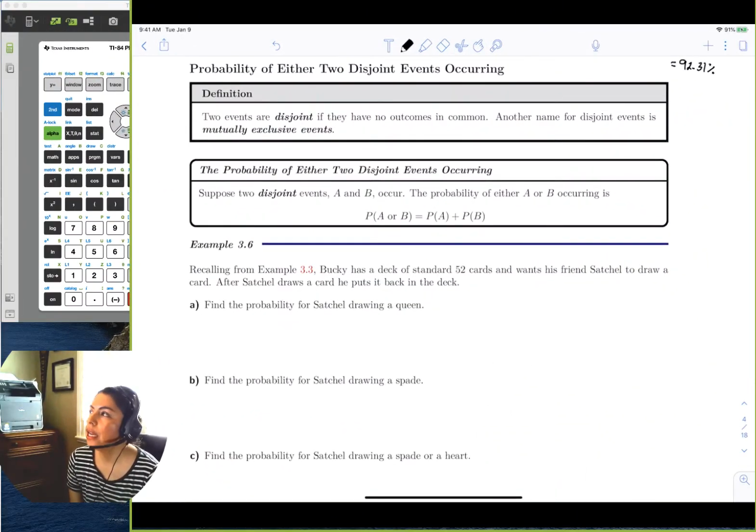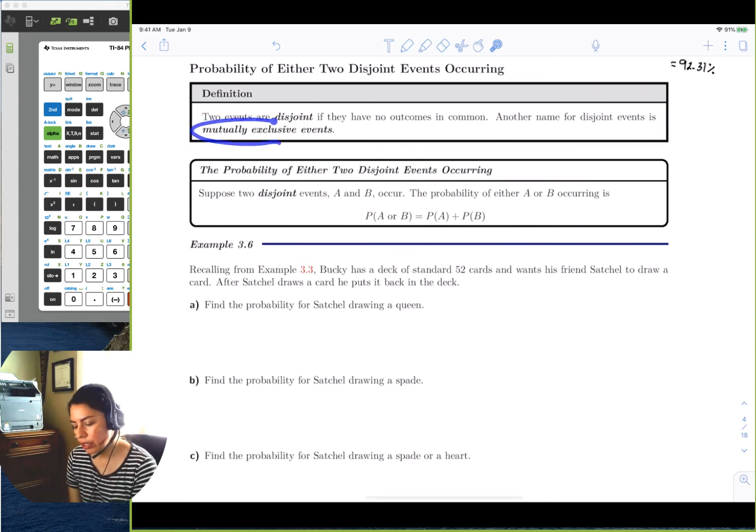Okay, so next we want to talk about 2 disjoint events. And disjoint events just means there are no outcomes in common. And another name for that is mutually exclusive.